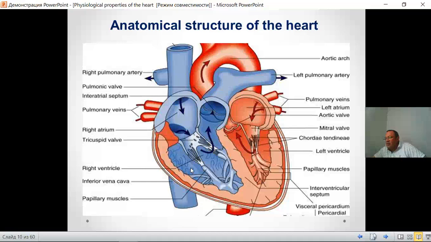When the myocardium of the ventricles contracts, pressure within the ventricular chamber rises. Blood, like any fluid, flows from higher pressure to lower pressure areas, in this case towards the pulmonary trunk and the atrium.